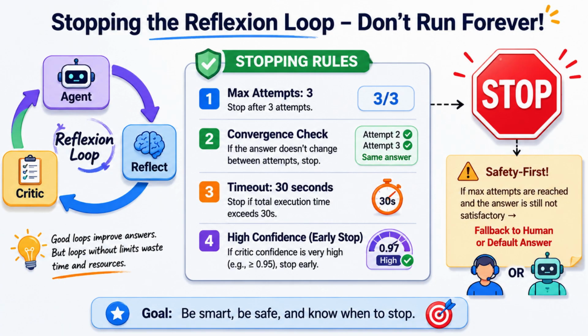The reflection loop should not run forever. Set maximum attempts, for example 3. Convergence. If the answer doesn't change between attempts, stop. Time limit. Overall execution time. Also, if the critic's confidence is very high, stop early. For safety critical tasks, after max attempts, fall back to a human or a default answer.